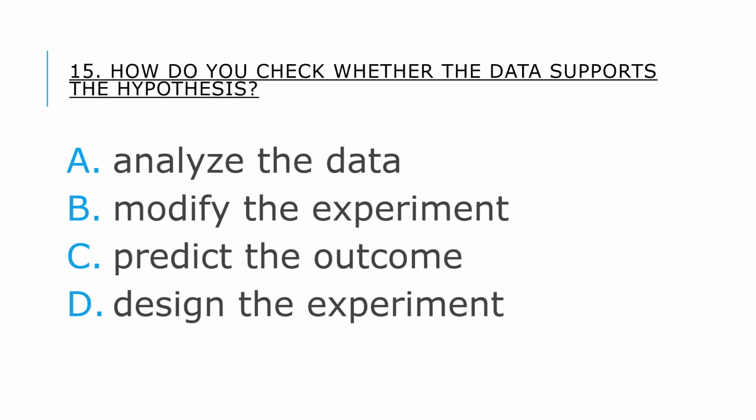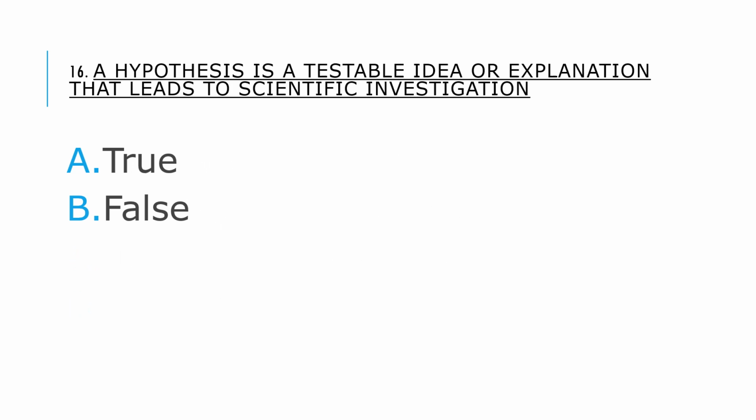Number 15. How do you check whether the data supports the hypothesis? A. Analyze the data. B. Modify the experiment. And letter C. Predict the outcome. And letter D. Design the experiment. Number 16. A hypothesis is a testable idea or explanation that leads to scientific investigation. A. True. B. False.